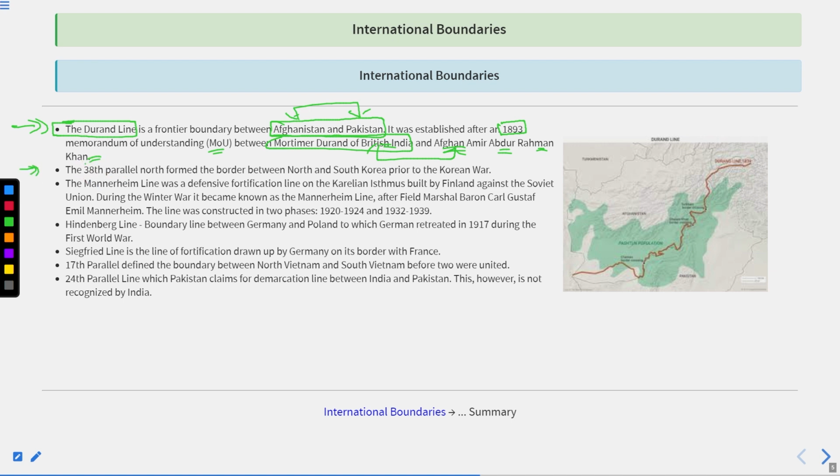Now we have the 38th parallel. The 38th parallel north actually formed the border between North and South Korea prior to the Korean War. Alright, like we know, there are two Korean nations in the world that we have. First is North Korea, another one is South Korea.